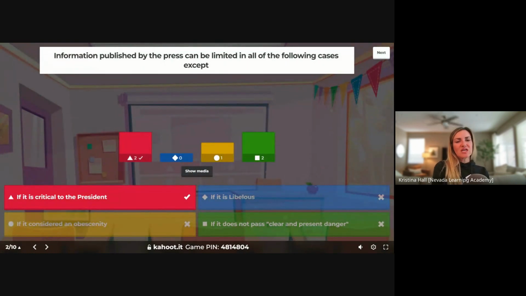So information by the press can be limited or filtered in all the following cases. If it's obscene, it's not appropriate. So if you're going to try to publish a photo of someone naked or of someone dead, something clearly inappropriate. If it's libelous, meaning a lie, it's slander. Do you actually have something to prove it? You can't just publish anything you want. You have to have something to back it up. If it does not present a clear and present danger. Critical of the president. We are allowed to be critical of the president, and that cannot be limited.